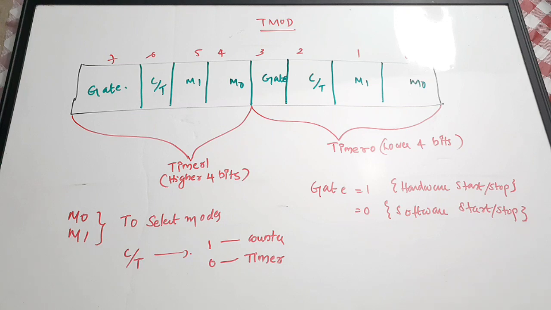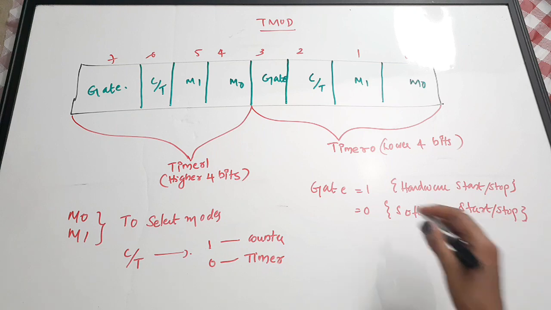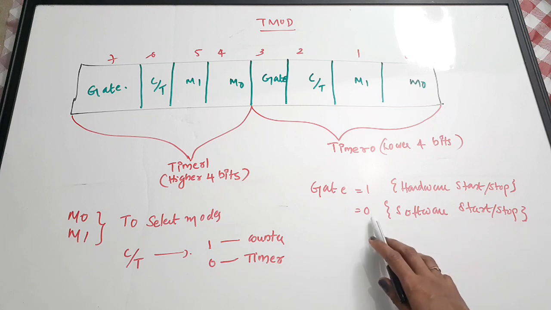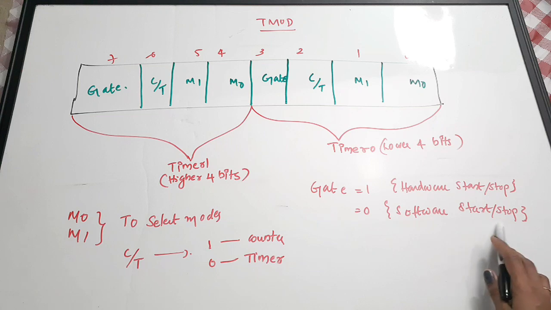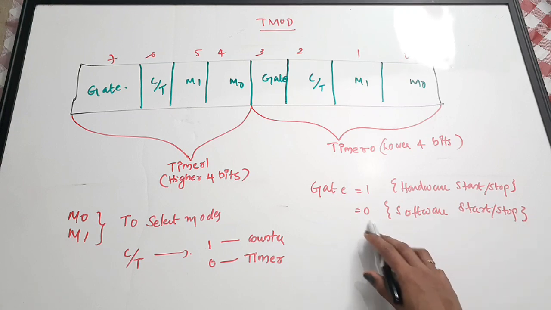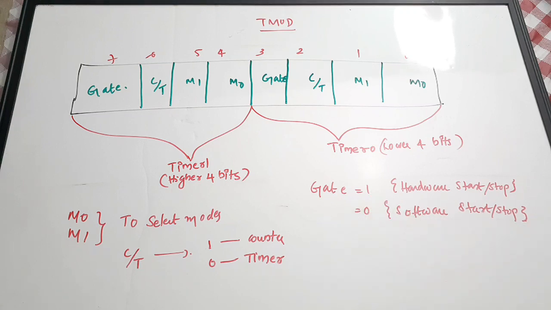So you can start and stop it by hardware control if gate is equal to 1. Only by hardware control you can start and stop. But if gate is equal to 0, you can start and stop the timer by programmatic method also. So software start and stop is possible if gate is equal to 0. But if gate is set as 1, only hardware start and stop is possible. That is, only by hardware control we can start and stop these timers, both timer 0 and timer 1. That is the significance of the gate bit or the gate field.